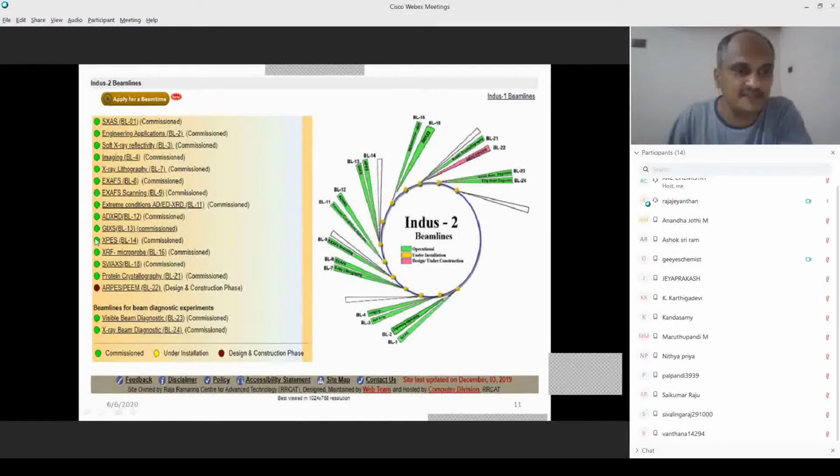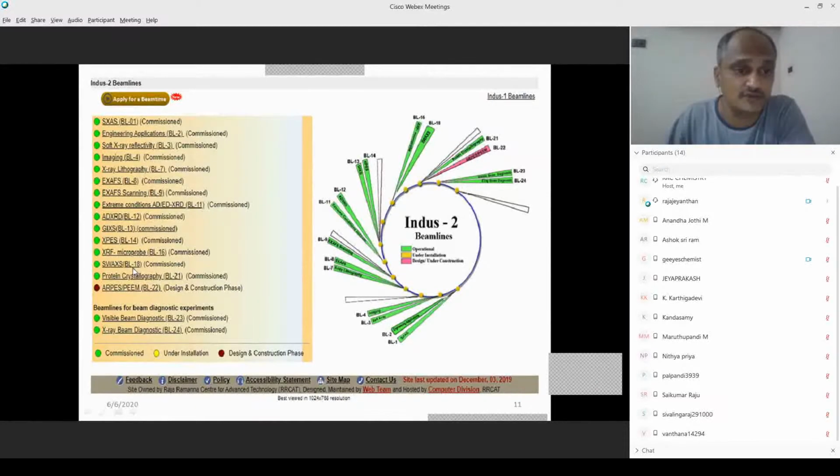And beam line 13 is called GIXS. GIXS is grazing incidence X-ray scattering. That technique can be used in beam line 13. And another one, in beam line 14, you can use X-ray photoelectron spectroscopy, and in beam line 16 we can use X-ray fluorescence microprobe.